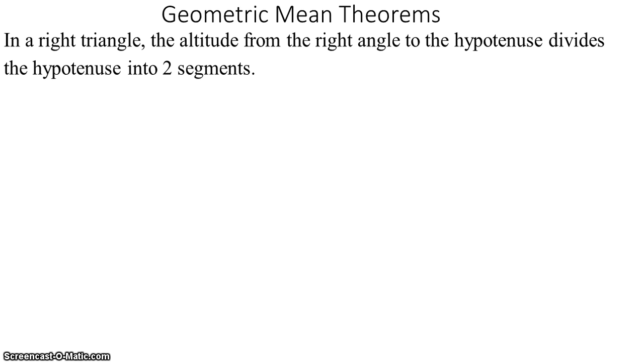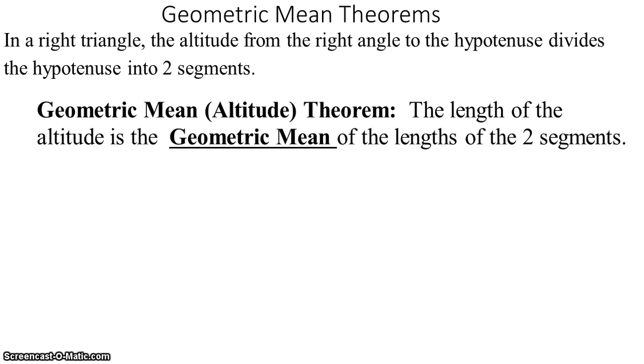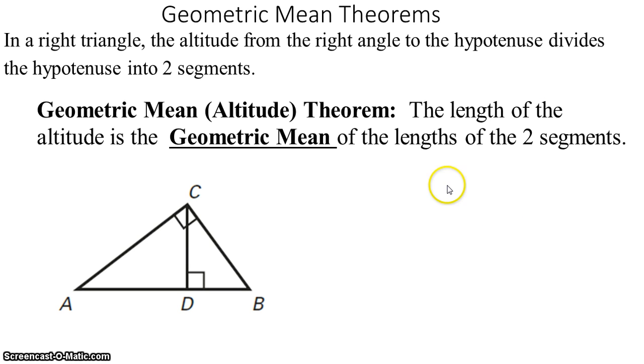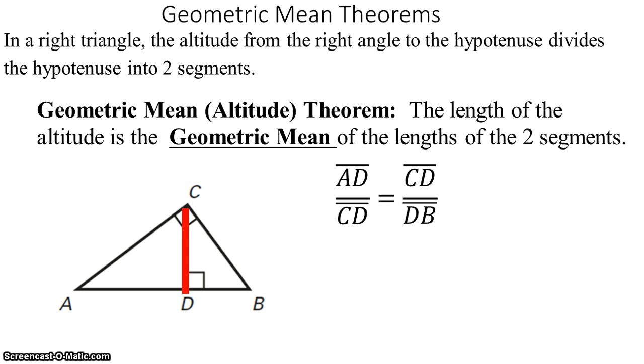When we draw the altitude to the hypotenuse, it divides that hypotenuse into two different segments. And what we find is that the altitude is then the geometric mean of each of those two segments. So if I have this triangle drawn, and ACB is my original, line CD is my altitude, then I can create this proportion to solve for missing pieces, knowing that line CD, which is my altitude, is the geometric mean of each of the two pieces that are created when the altitude runs into the hypotenuse.